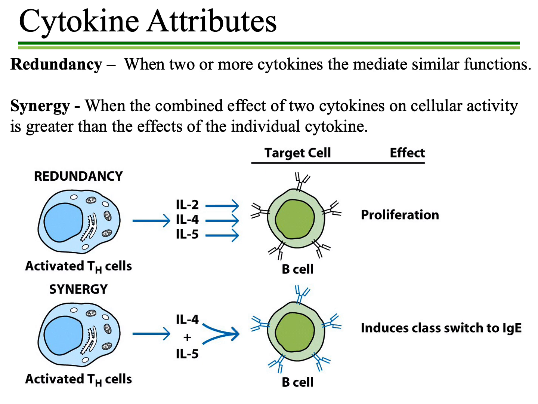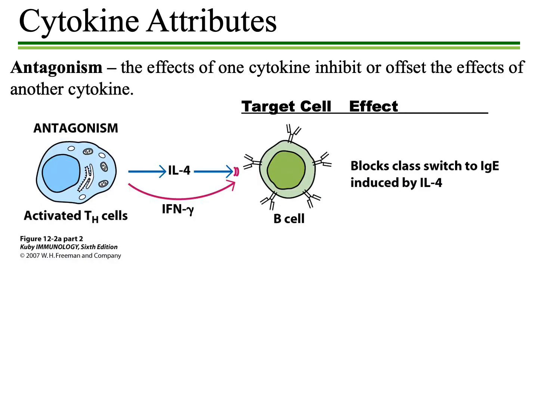So the next two attributes are listed here. The next cytokine attribute I want to discuss is known as antagonism. With antagonism, you have the effects of one cytokine inhibiting or offsetting the effects of another. This is actually part of a regulatory mechanism, a really fast way to turn off function associated with a given cytokine. So let's look at the figure in this example.